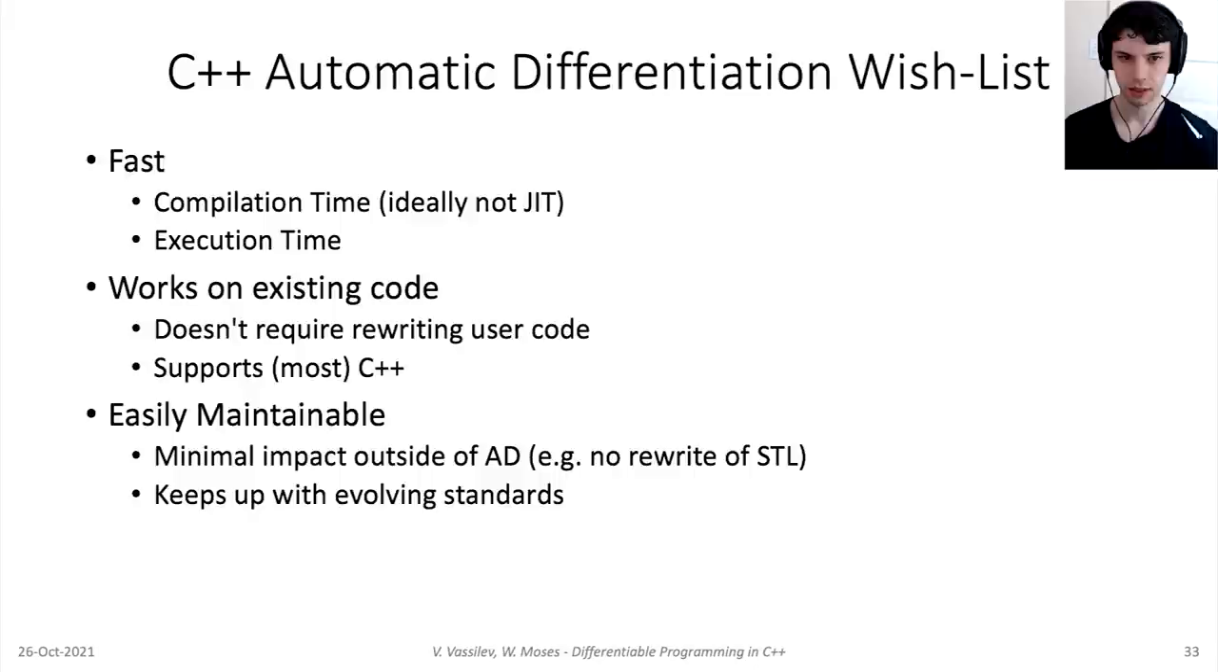We want to make sure that it works on existing code, so we don't have to take our existing model and rewrite all of it to be inside of this C++ AD compatible subset of the language, or use this AD compatible C++ library that we've written. To that end, we also want to make sure it supports most of C++, be it classes, templates, very crazy things with constructors and destructors. We want to make sure that the majority of the C++ surface is covered.